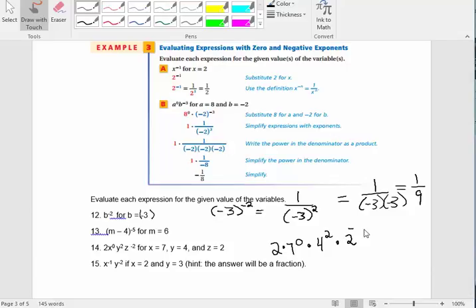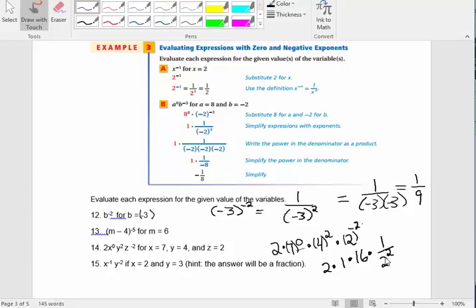Now, I didn't put every number in parentheses here because they were all positives, and I think I can keep them straight. But I could have, if it helps you. So the 2 is just written in front. I'm not going to work with that yet. 7 to the 0 is 1, because anything to the 0 power is 1. 4 to the second power is 16. 4 squared is 16. Now 2 to the negative 2 means 1 over 2 to the second power.